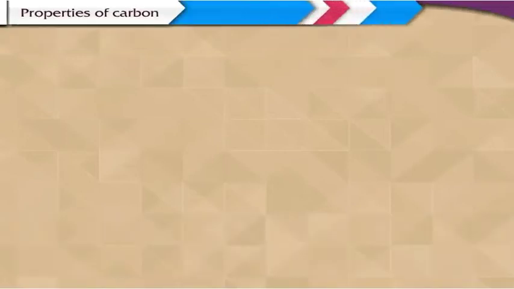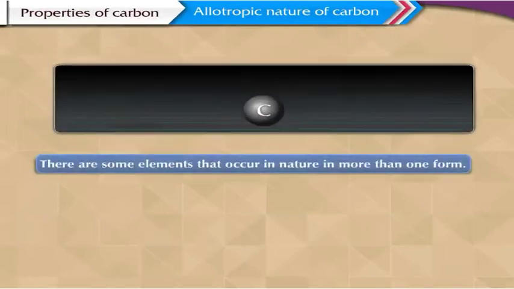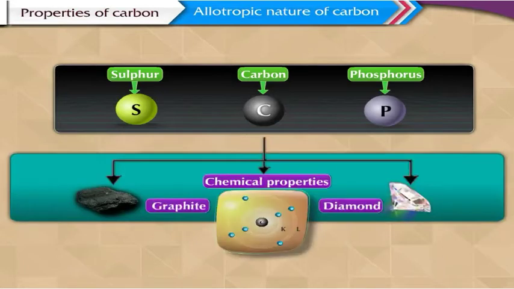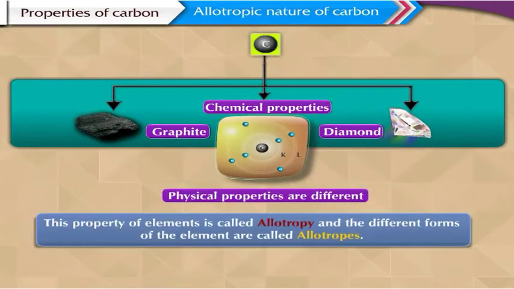Carbon. Allotropic nature of carbon. There are some elements that occur in nature in more than one form. The chemical properties of these different forms of elements are the same, but their physical properties are different. This property of elements is called allotropy, and the different forms of the elements are called allotropes.